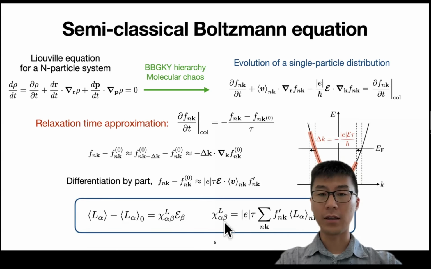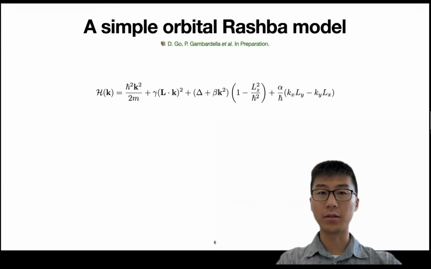We can apply this expression to many other models or real material systems, as long as we have the information of the group velocity and the orbital expectation value of each band. That's what we are going to do.